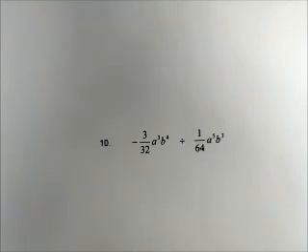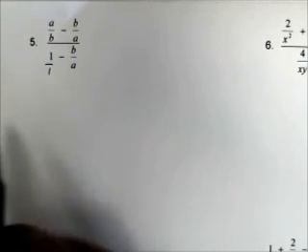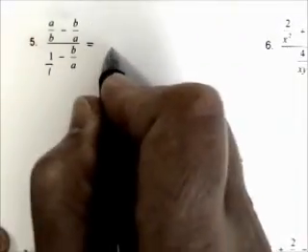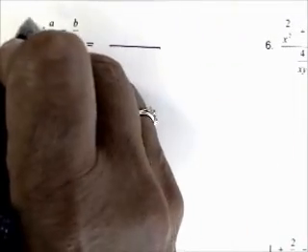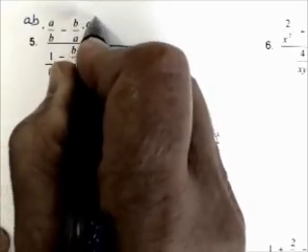Going on to page 7. Number 5. Let's look at our denominators here. Put that over 1. We have b, a, 1, and a. So the least common denominator of all those denominators is ab. Multiply every single term by ab.